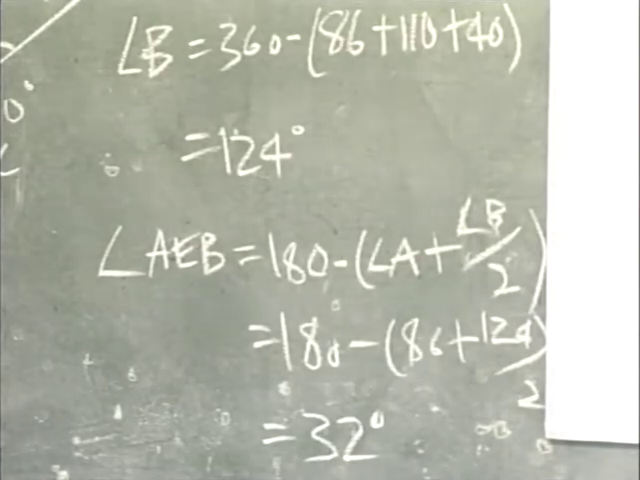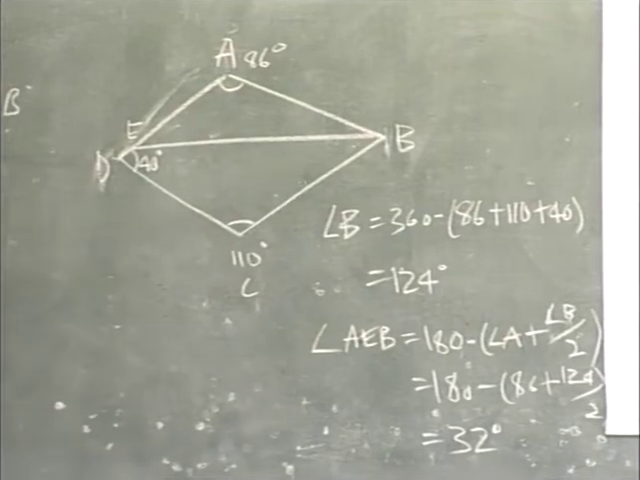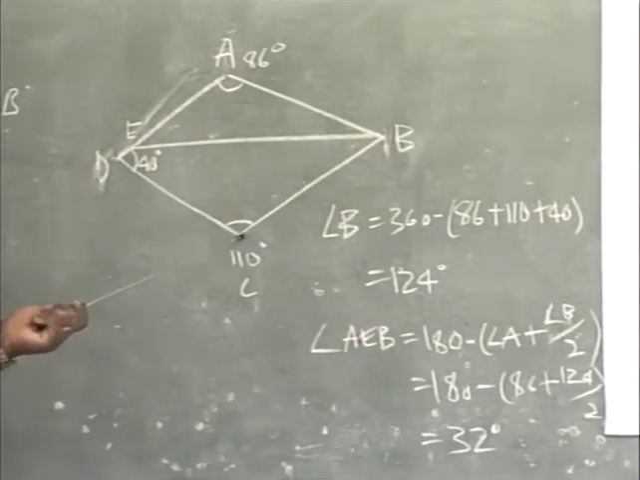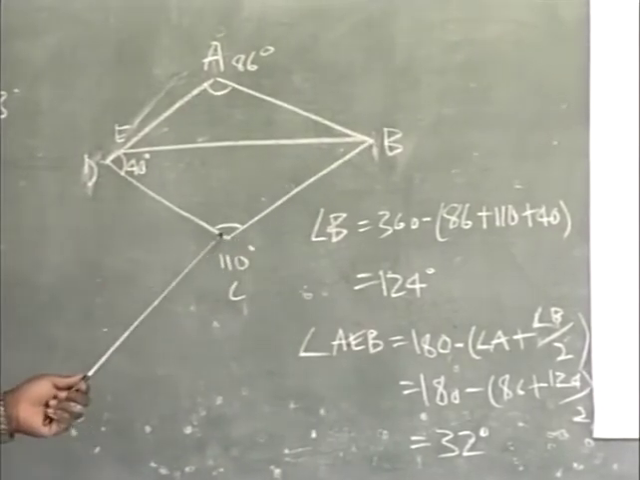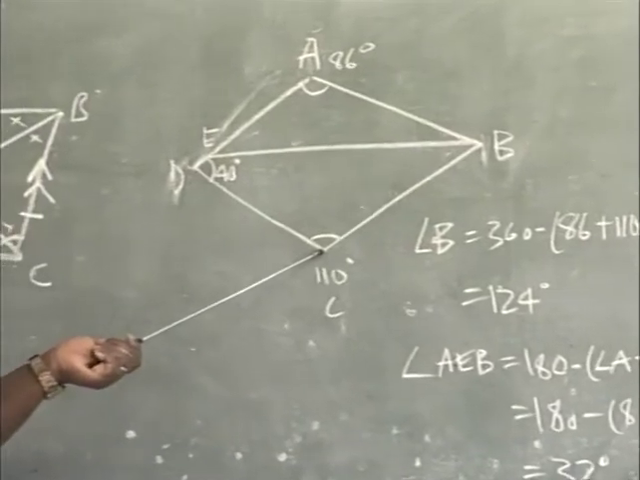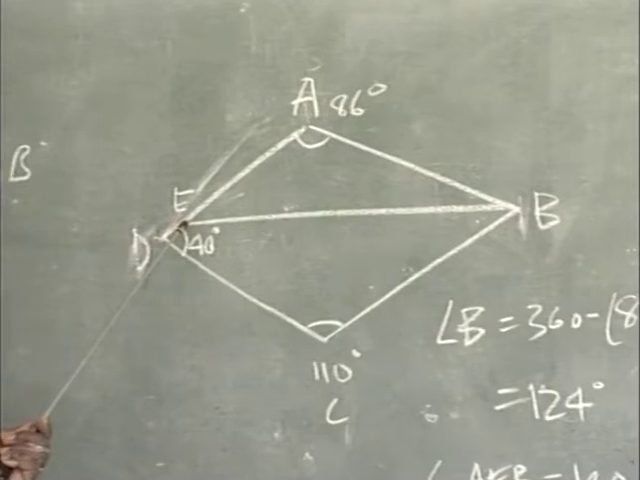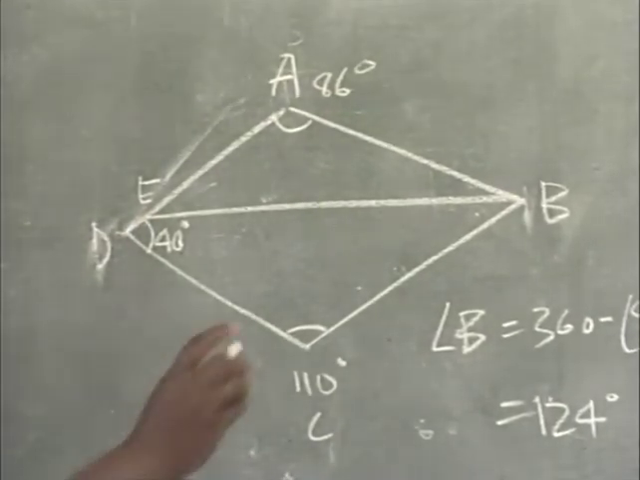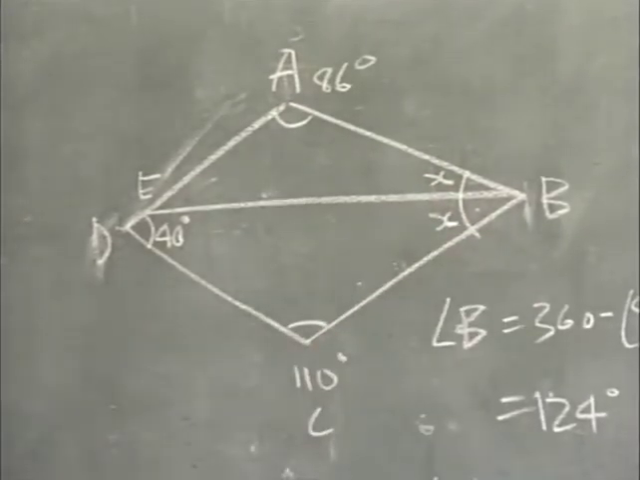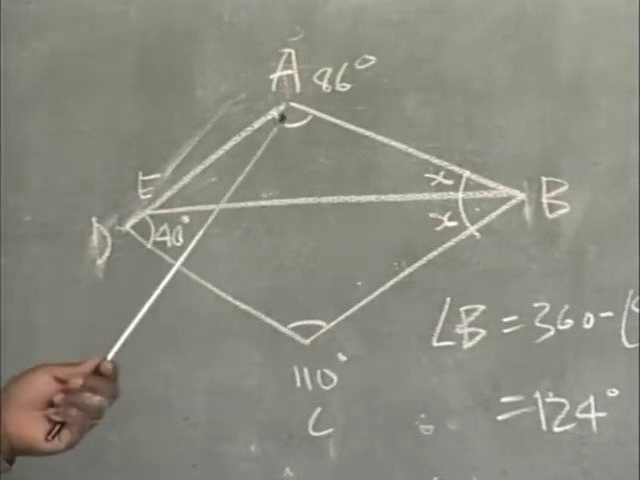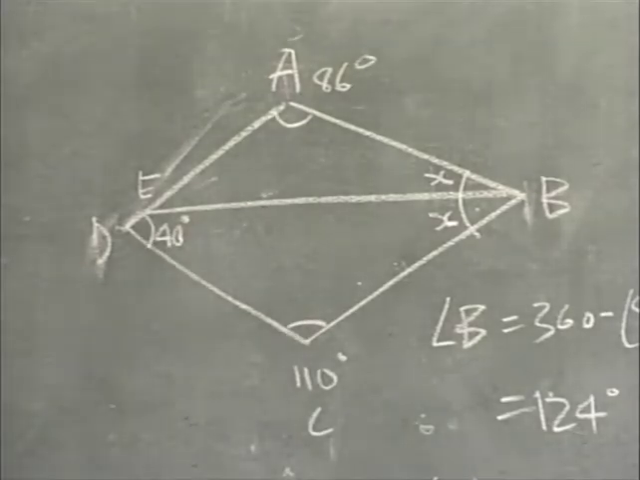Question 8, you are told ABCD is a quadrilateral. Angle A is 86 degrees. Angle C is 110 degrees. And angle D is 40 degrees. You are told that angle ABC is bisected to cut the side AD at E. Okay, that's E. Now, if angle B is bisected, then this is x and this is also x. So 2x plus 110 plus 40 plus 86 will be equal to 360 degrees. Angle B itself is 124.